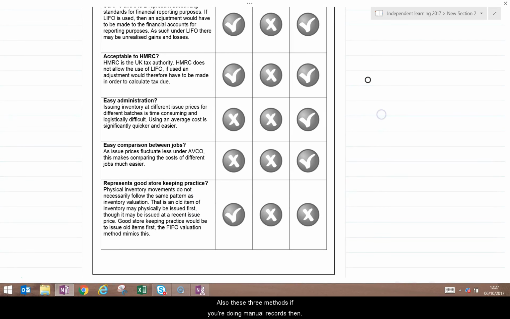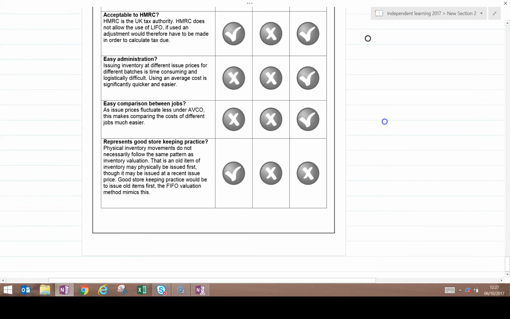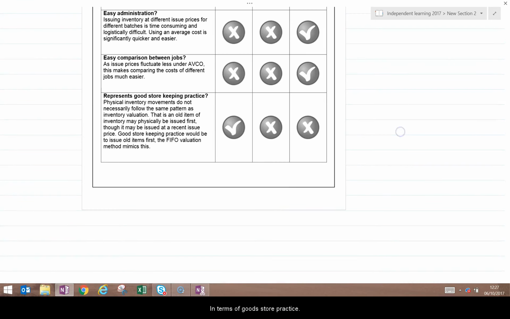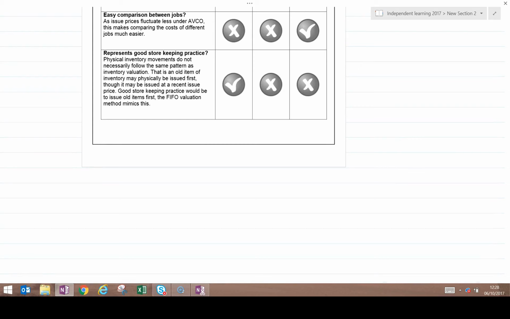Of the three methods, if you're doing manual records, then Avco is probably the easiest of the three because you are not having to rewrite your balances before you add a new receipt. Trying to compare different jobs is easiest with Avco because we've averaged our cost of our stock rather than seeing differences in the prices each time. In terms of good store practice, actually on the shop floor you would expect Fifo to be used. You would expect to get rid of your old stock before you start issuing your newer stock or inventory, particularly if you have perishable goods.